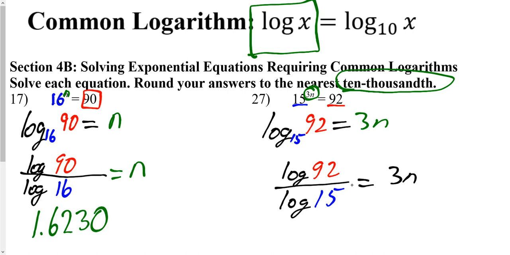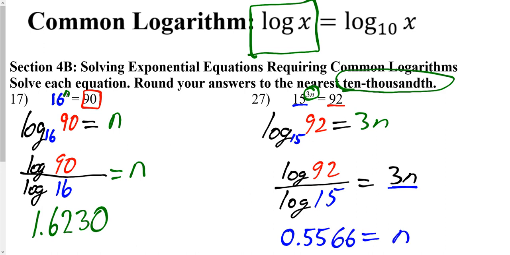So now you can take what you have here on the left, log 92, close your parenthesis, divide log 15, close your parenthesis, hit enter, and then because we need to try to get n by itself, we divide by 3. So after you get that nice long decimal on your calculator, now just hit divide by 3. When you just hit divide by 3, you can get this.